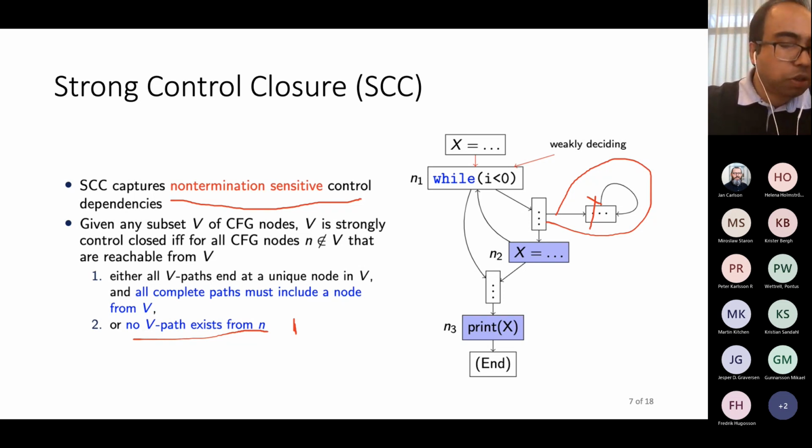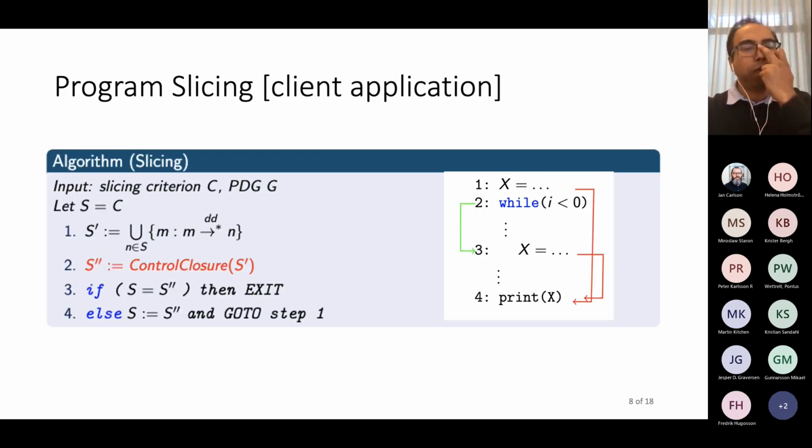They capture non-termination insensitive and non-termination sensitive control dependencies. So how do we apply these to program slicing? Usually program slicing is computed on the level of program dependency graph, and it also takes into account a slicing criterion C. C is a subset of control flow graph nodes. In our case, given any subset of control flow graph nodes C, we compute the slice set S in a fixed point computation.